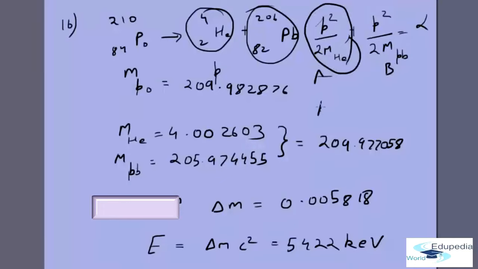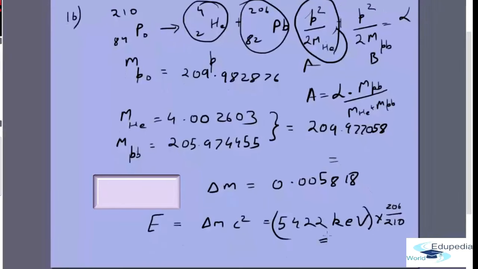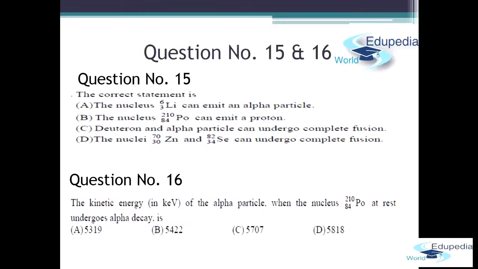So the first term will be alpha into, see this is much greater than this, right? So this will have a greater contribution. So this will be mPb. You can just straight away solve it, but I'm used to doing it like this, by mHe plus mPb, which is equal to whatever this energy is into the mass of Pb by the sum, 206 by 210, which gives us exactly 5319, which is option A, which means the answer to our question is option A.